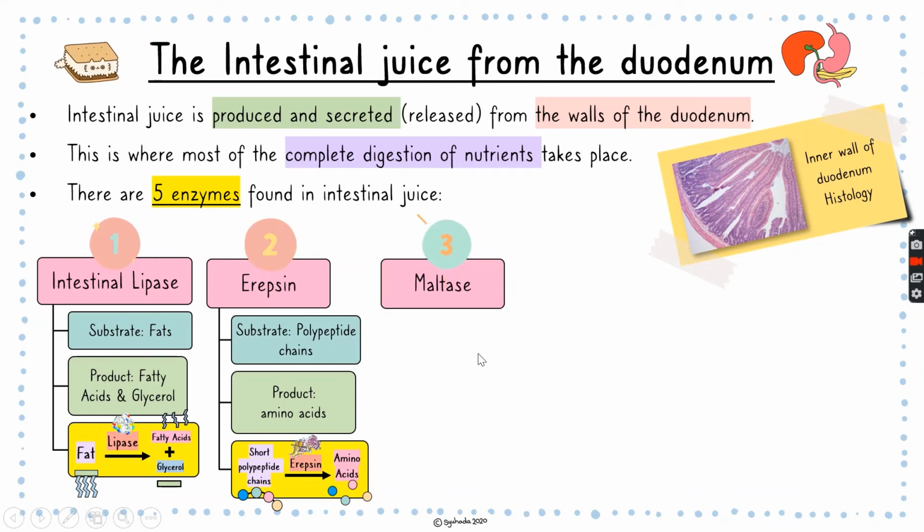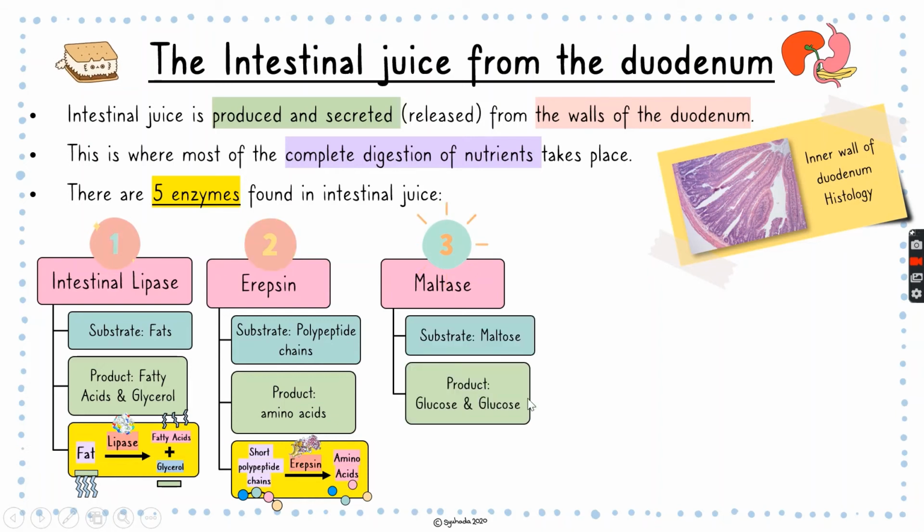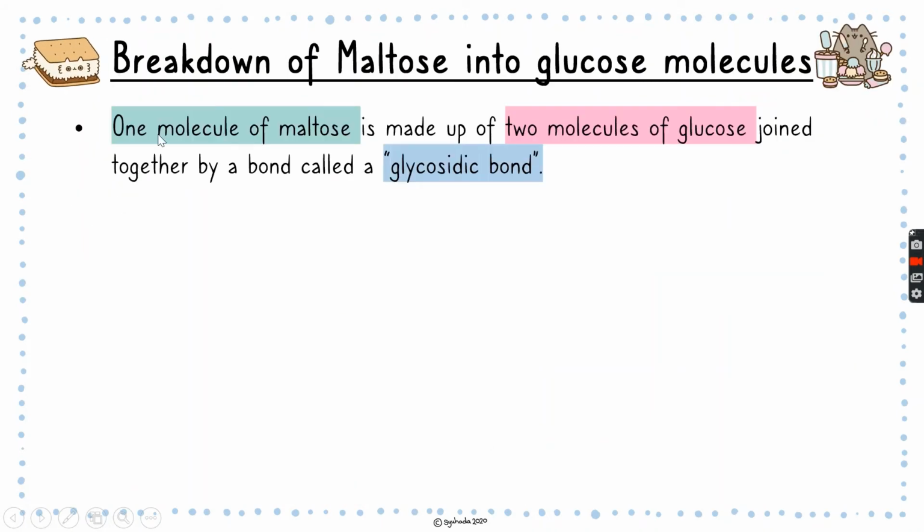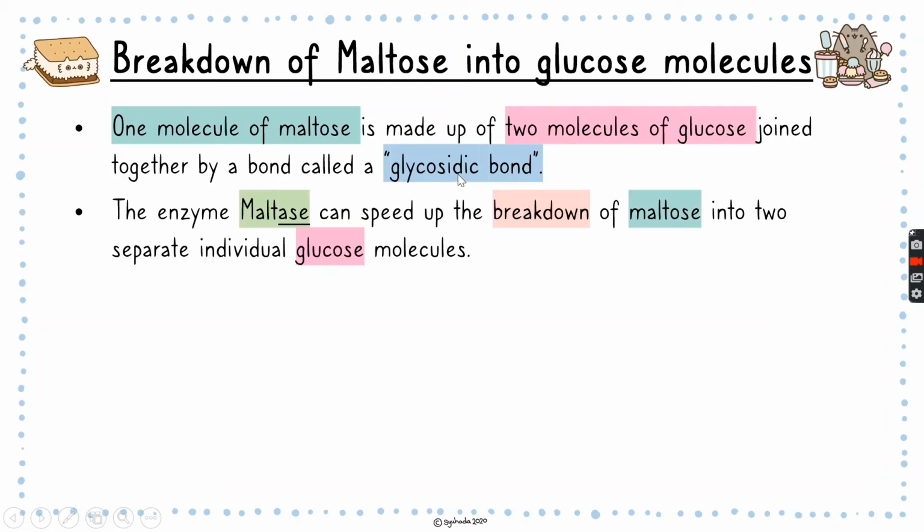The third enzyme is maltase, and maltase works on maltose to produce glucose and glucose. One molecule of maltose is made up of two molecules of glucose, and it's joined together by a bond called a glycosidic bond. A glycosidic bond is a type of bond that holds and combines two sugar molecules or even more together. The enzyme maltase can speed up the breakdown of maltose into two separate individual glucose molecules.